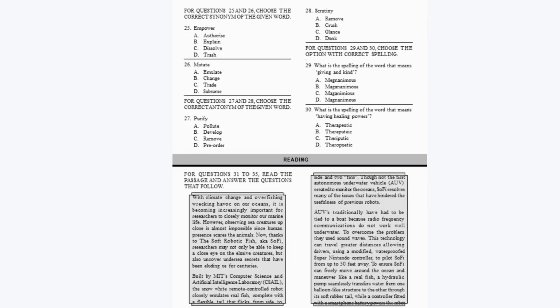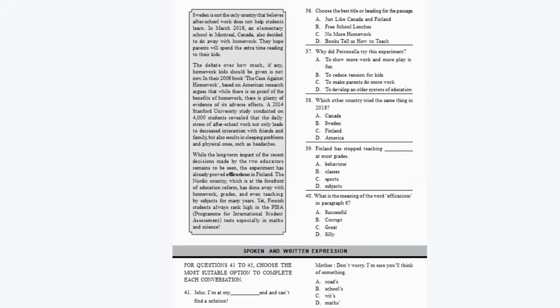Now, coming to the second section, it is called Reading. In this section, you will be given 2 passages. You have to read the passages carefully and answer the questions that follow. In this section also, each question carries 1 mark. Now comes your third section, which is called Spoken and Written Expression. In this section, you will be given some conversations and you have to complete each conversation using the most suitable option. In this section also, each question carries 1 mark.